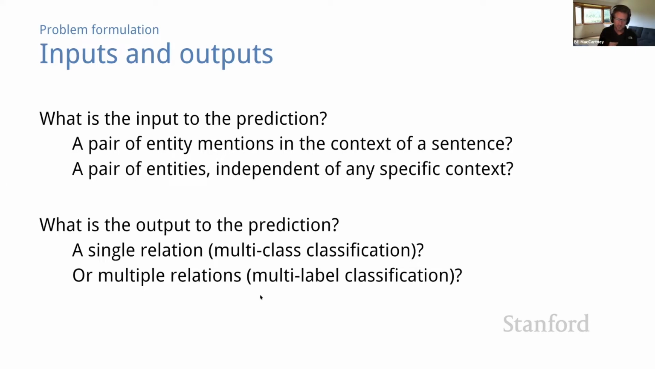The other question I want to look at is, what's the output of the prediction problem? Are we trying to assign a pair of entities to a single relation? That's called multi-class classification. Or are we trying to assign a pair of entities to multiple relations? That's called multi-label classification, and it's a different beast. So over the next couple of slides, I want to explore the consequences of these choices.